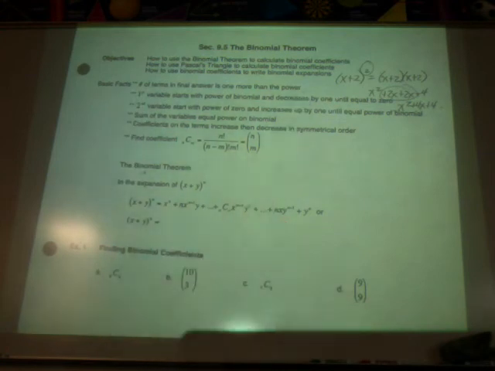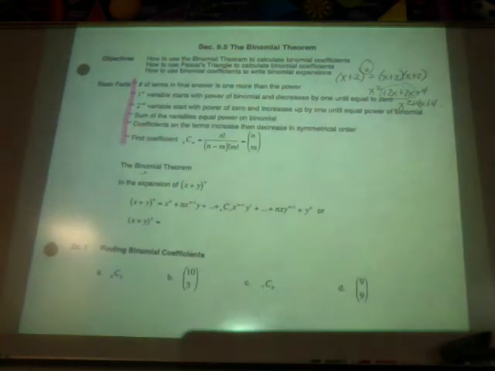So if I have something raised to the 8th power, how many terms should I have? 9. So that's an important fact that you might want to remember, because it's going to enable you to determine how many things you're looking for. So all of these are important.